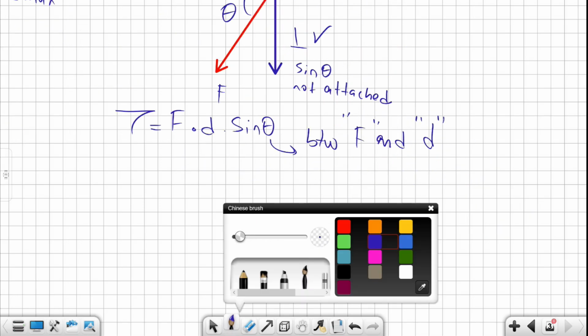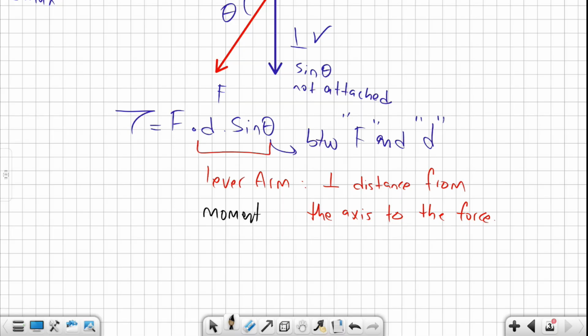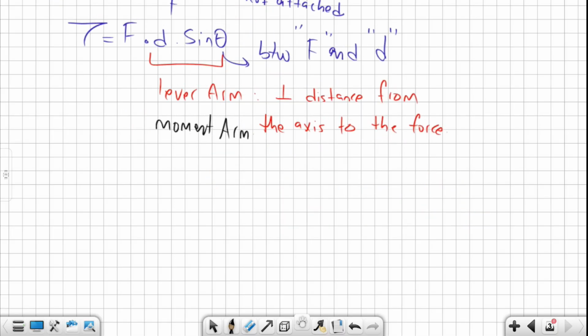This d sine theta has a special name. This is called the lever arm. And instead of taking the perpendicular component of the force, it is taking the perpendicular component of the distance. So the lever arm is the perpendicular distance from the axis of rotation to the force, to the point where the force is applied. It has another name, which is called the moment arm. The unit of torque is Newton times meter, because the force is Newton and the distance is meter.